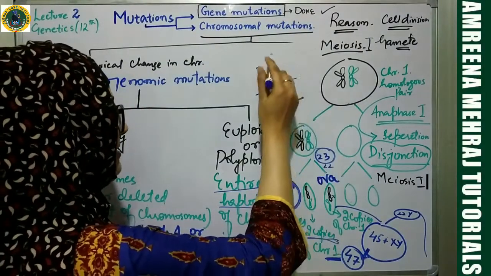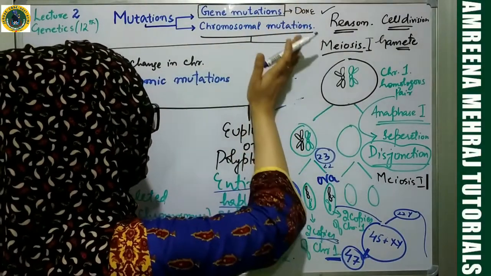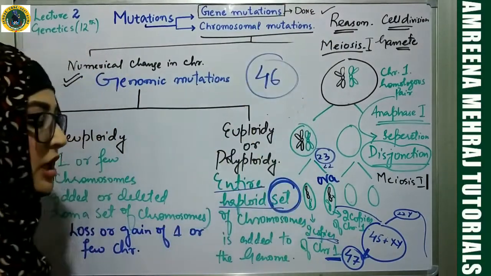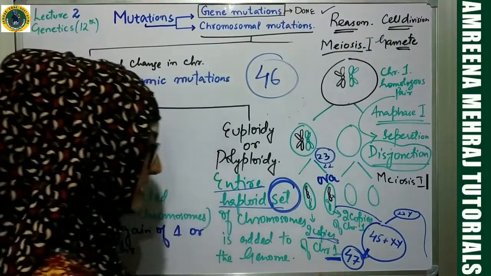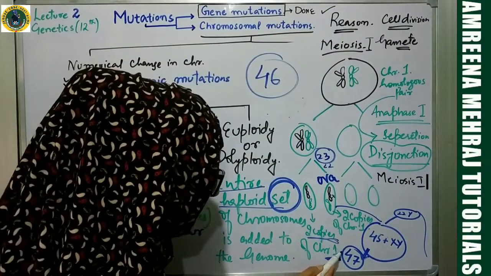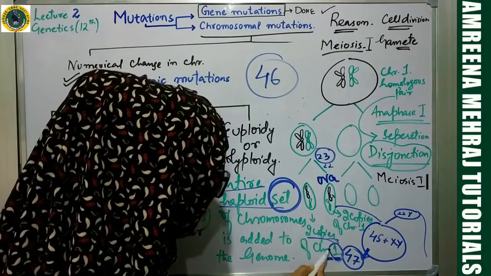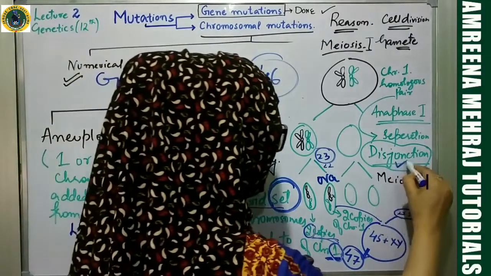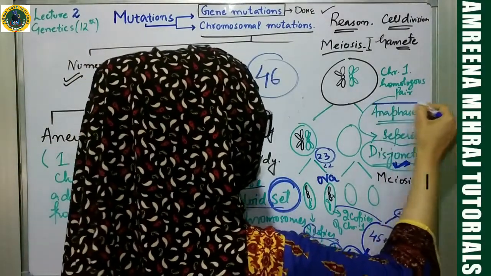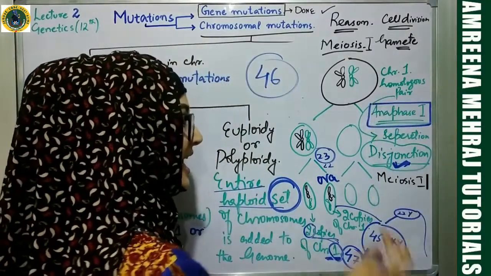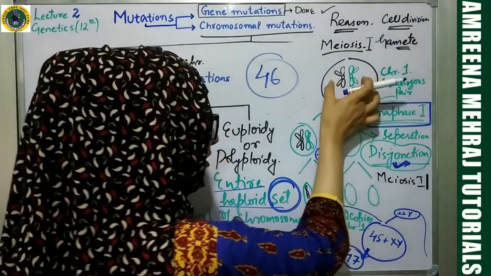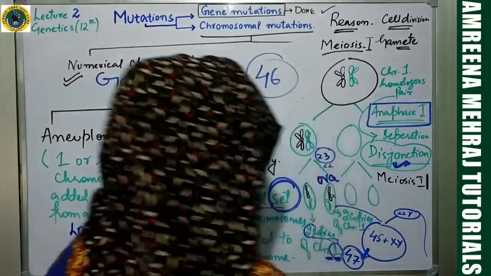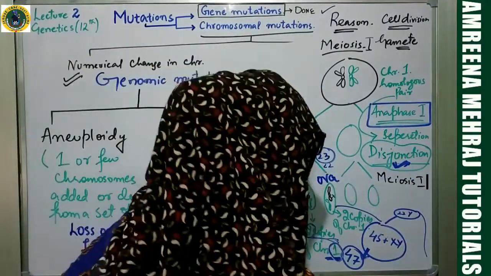A normal organism must have how many chromosomes? A normal organism must have 46 chromosomes. But over here you are having 47. What is the reason? The reason is this extra chromosome, this chromosome number 1 in 2 copies. Because of what? Because of disjunction not happening in anaphase 1. This pair went to the same cell.